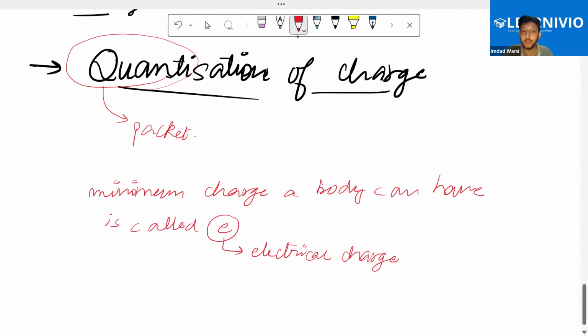Okay. Now, for example, I tell you that Umair, you can have only 1 apple with you. So what you will see is that the minimum apple you can carry is 1. Similarly, what is the minimum charge a body can have? That is called E. And what is the value of E? E is equal to 1.6 into 10 to the power minus 19 coulomb. This is the minimum. You cannot have anything less than this. This is required at least to have a charge on you, right? And this is the value of E.